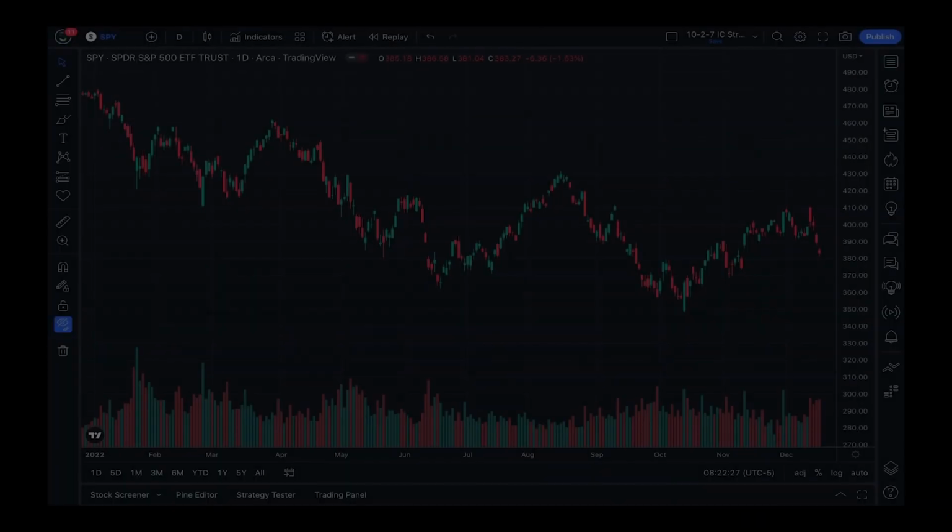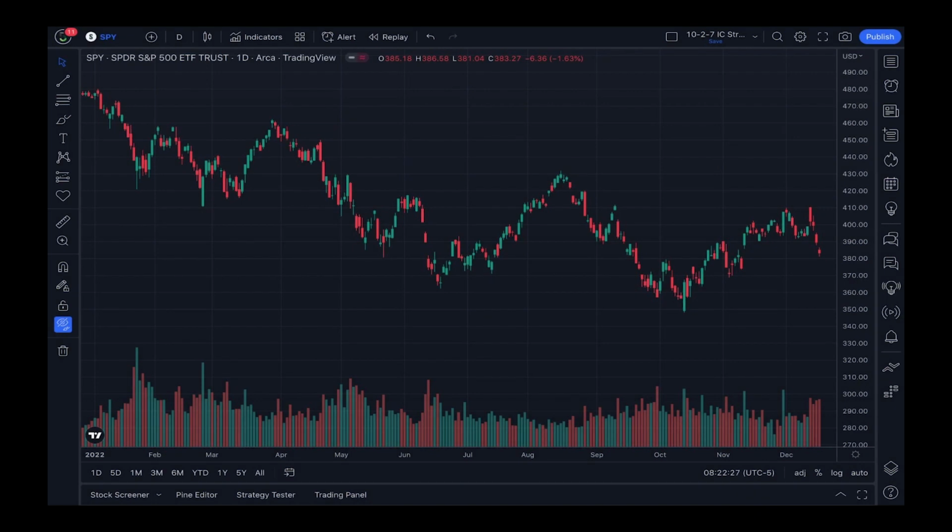When they do happen. So here is a daily chart of the SPY starting in January of 2022 all the way up until, we're in the middle of December right now. So this is a one-year chart. The SPY is an ETF that tracks the S&P 500. So this is a pretty good indicator of what's going on in the stock market. So where are these black swan events in this chart?